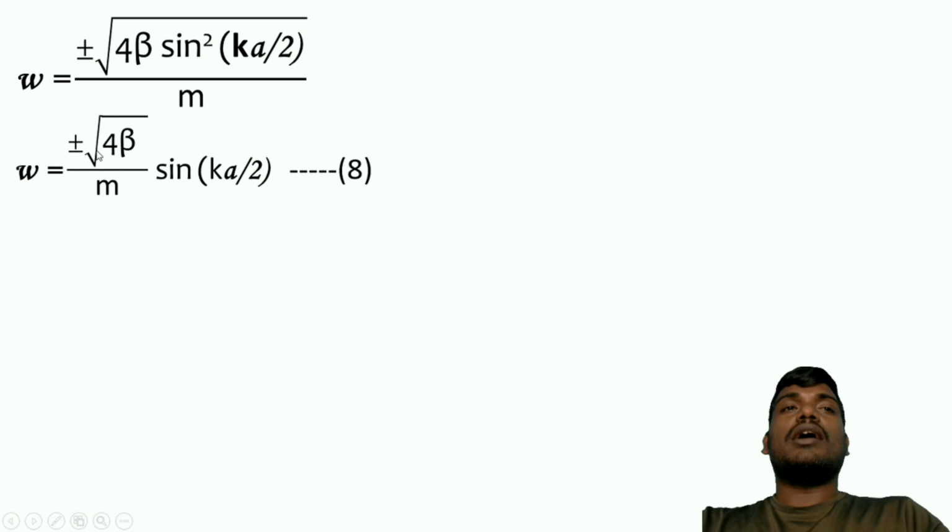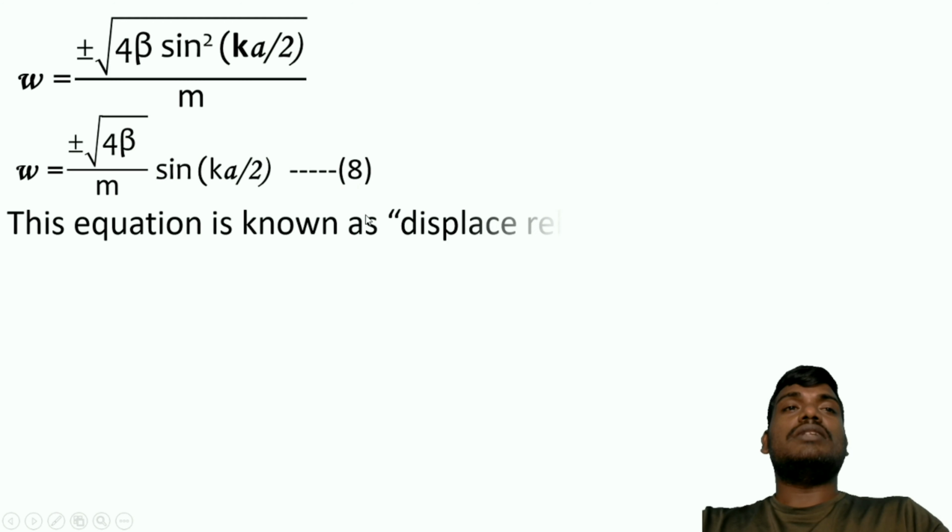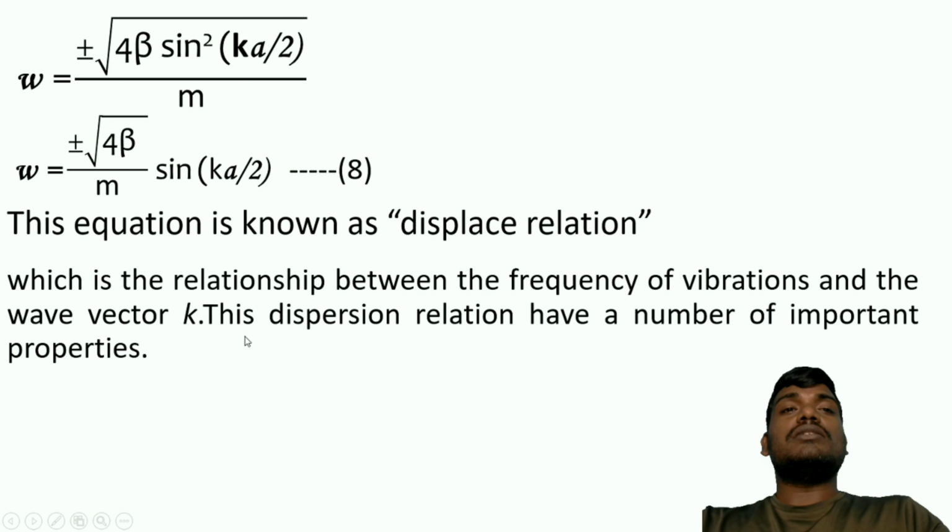Then omega is equal to plus or minus, the sin square theta is inside the square root, so the square and square root cancel. Then plus or minus under root 4 beta by m sin ka by 2. This equation is named as 8. This equation is known as the dispersion relation, which is the relationship between the frequency of vibrations and the wave vector k.